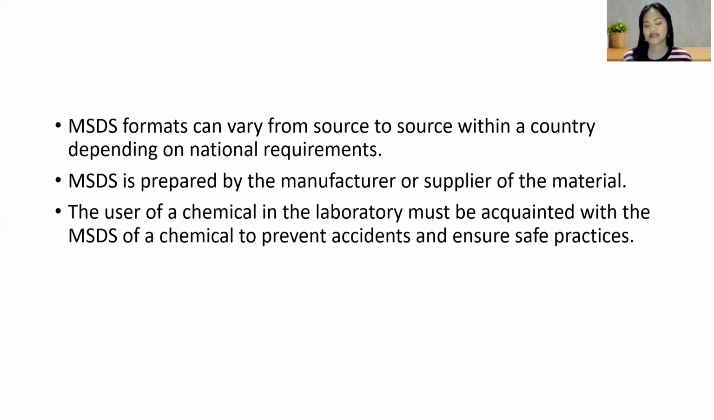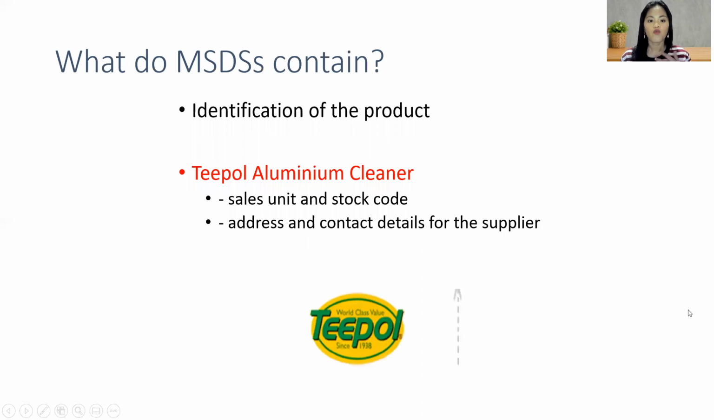Another one: the user of a chemical in the laboratory must be acquainted with the MSDS of a chemical to prevent accidents and ensure safe practices. It's for the prevention of accidents and to have safety in the laboratory. What does the MSDS contain?